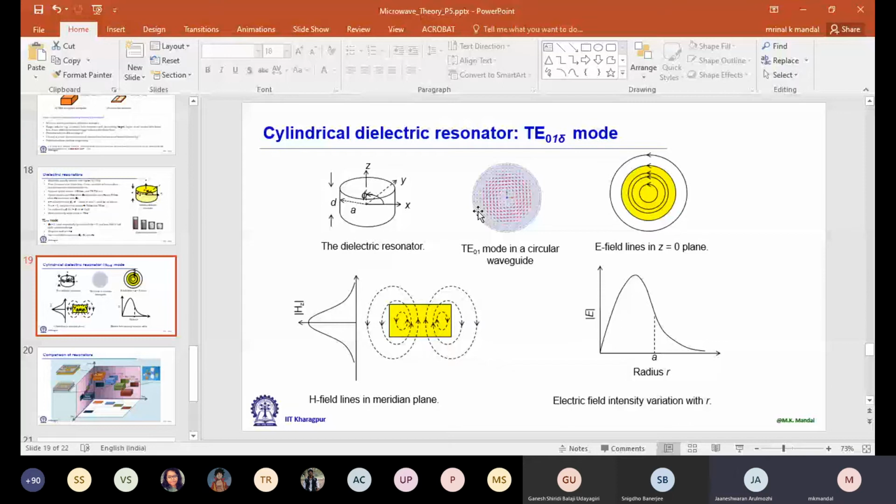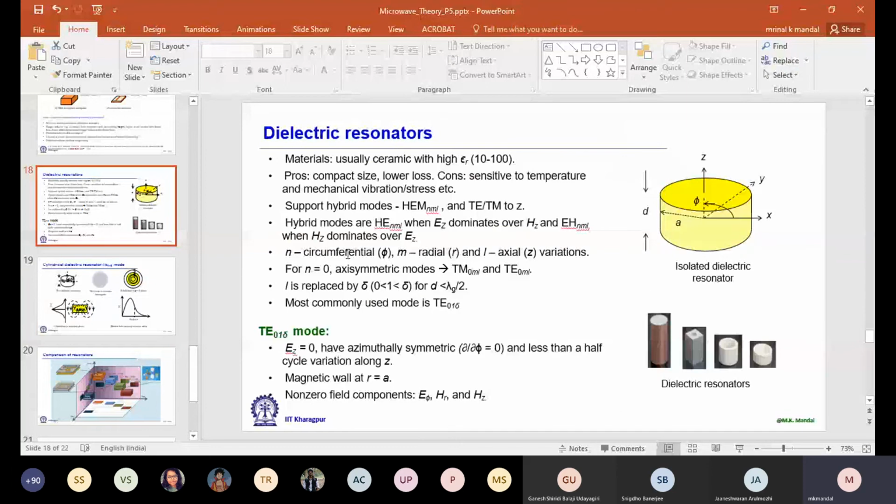Sir, you said that we represent TE NML, right? So N represents the circumferential. So N here would be 0, right? That is the mode number, and you are saying about electric field direction. That is mode number. Why are you confusing these two things?